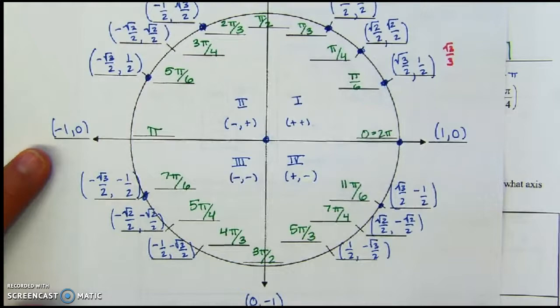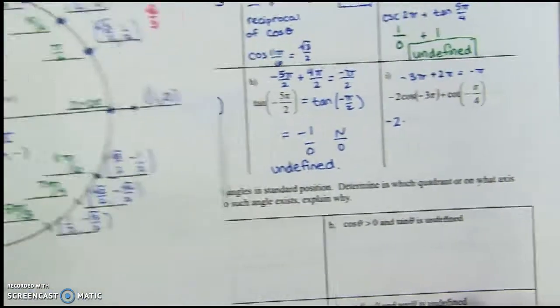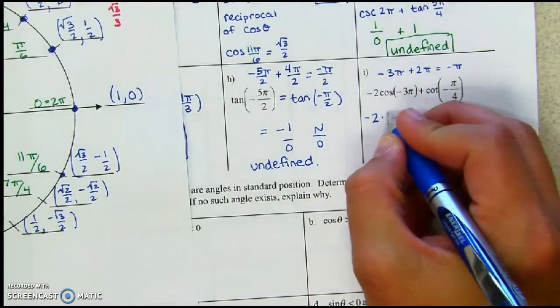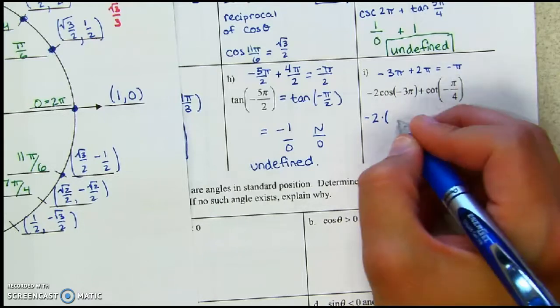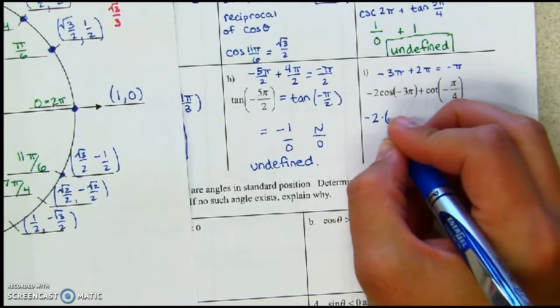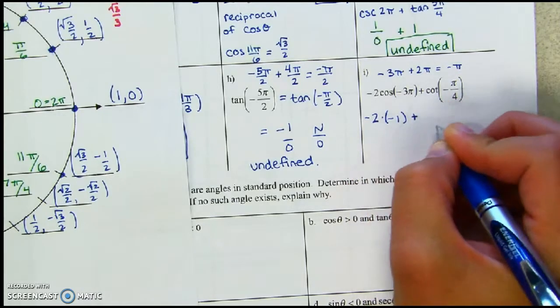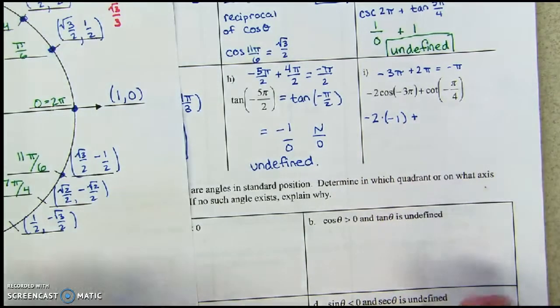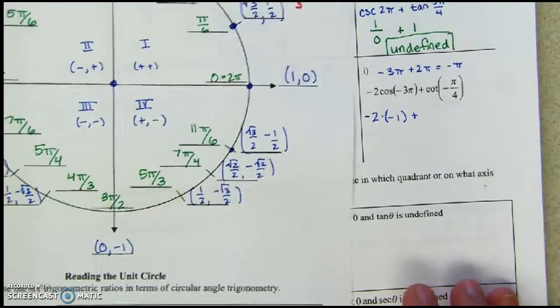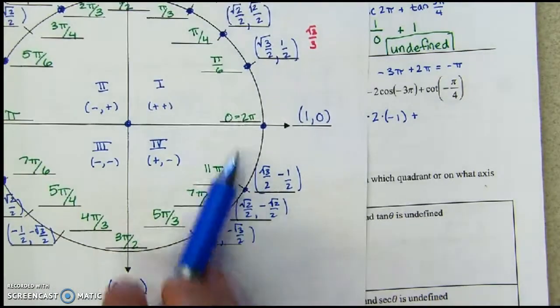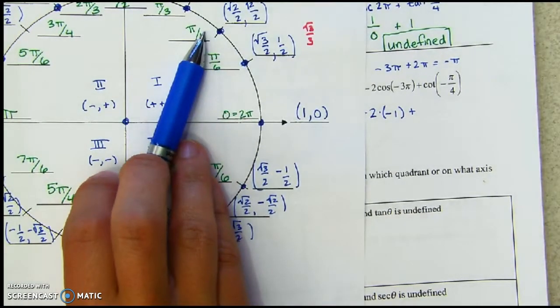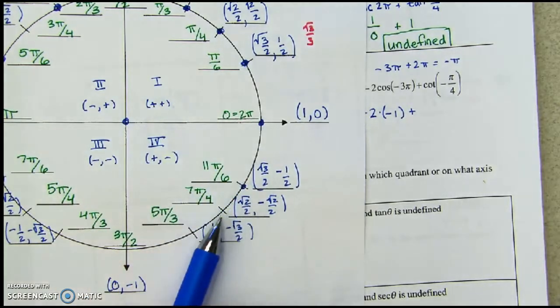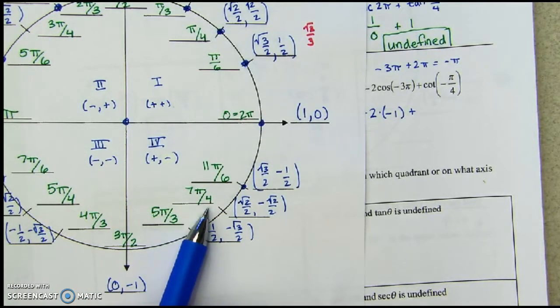And what are we looking for? Sine or cosine? Cosine. Okay, cosine is the x value. So what's the x value at 180 degrees, or pi? It's negative 1. Plus the cotangent at negative pi over 4. Cotangent, holy moly. Okay, so this is pi over 4. So negative pi over 4 will be here, the same as 7 pi over 4.